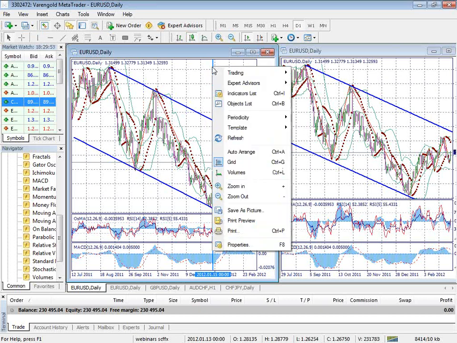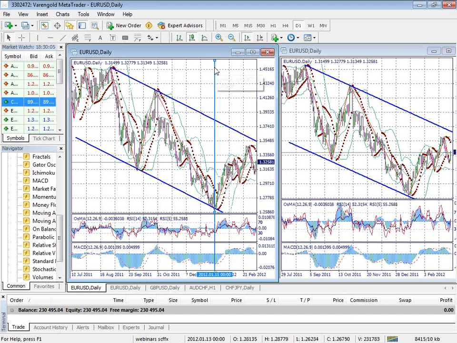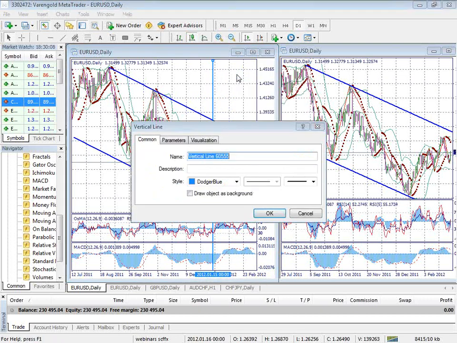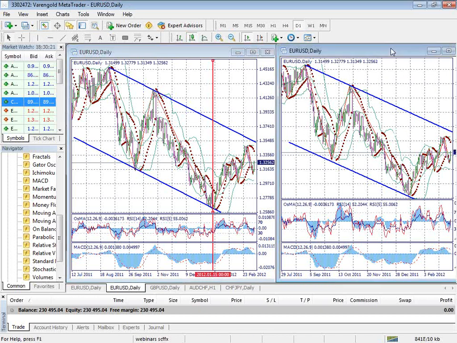I want to change its color, so to be in red, as it was also in our example. I will do the same, I have to select the second chart and I want to put the same vertical line in the same place. It's the same place, yes?